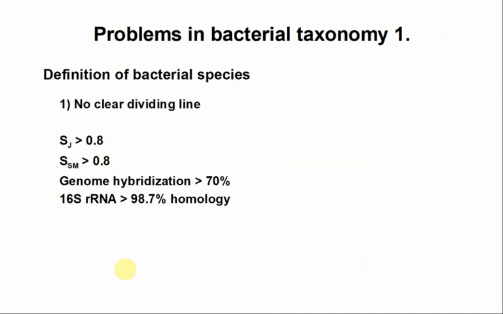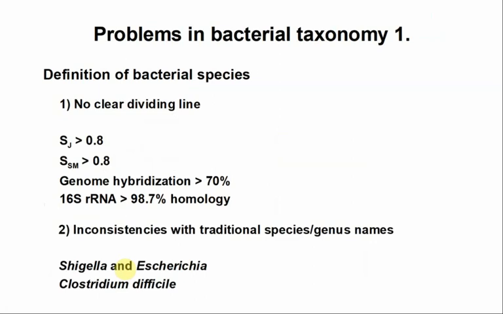Last slide here. What are the problems in bacterial taxonomy? The definition of bacterial species. You know, you have different molecular phylogenetic definitions of what constitutes bacteria within the same species. These numbers, you always wonder whether they aren't a little bit arbitrary. What do you do with something that's 70.01% hybridization or 98.72% identical? It's very difficult.